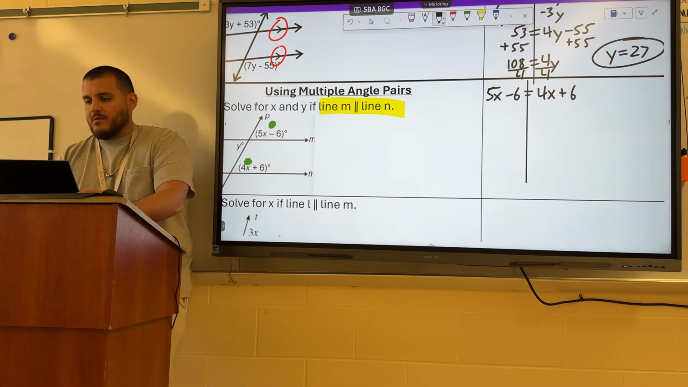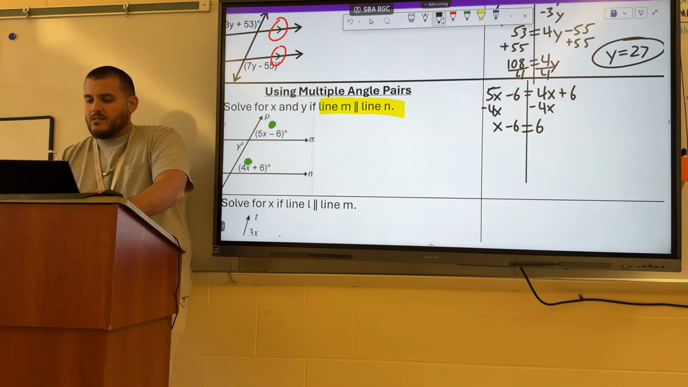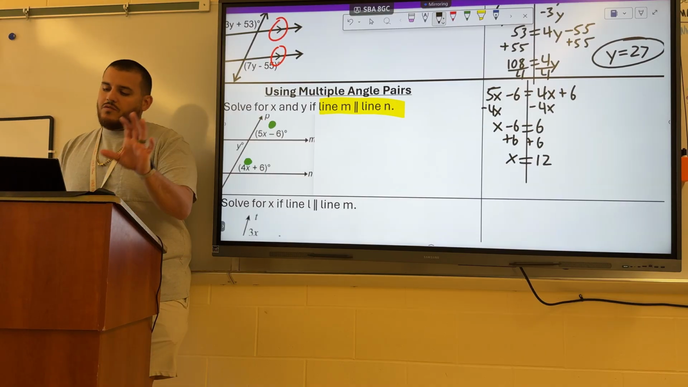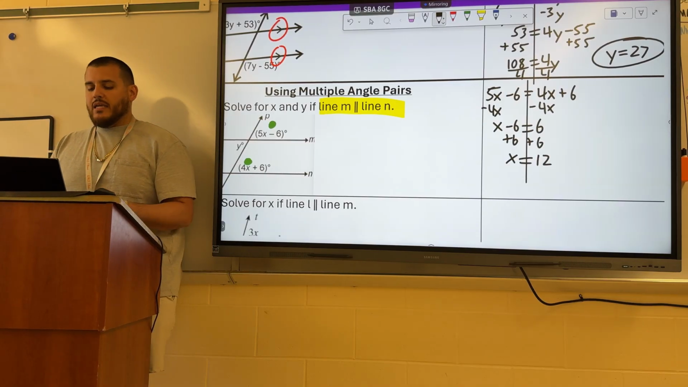Getting all my x's to the same side, I would subtract 4x from both sides. That would give me x minus 6 equals positive 6. Then I can get x alone by adding 6 to both sides. That gives me x equals 12. Now some people struggle from here. Once you solve for one variable, how do I get to the next one?